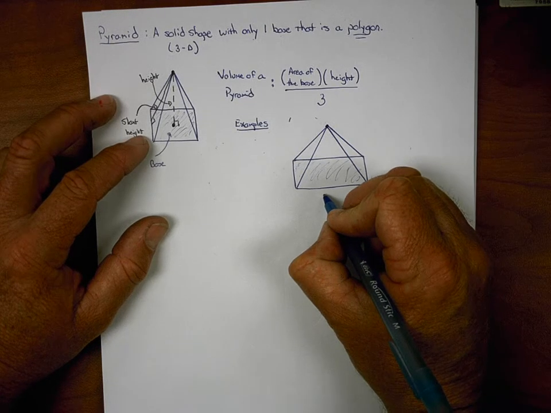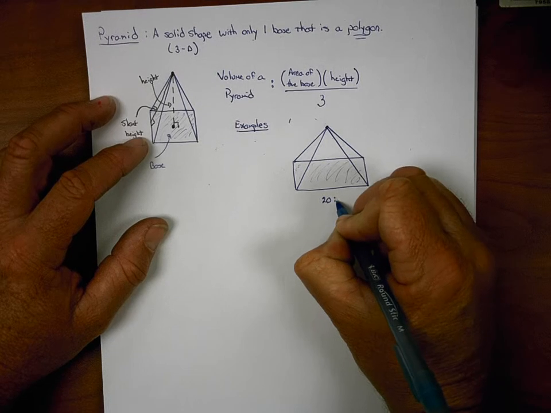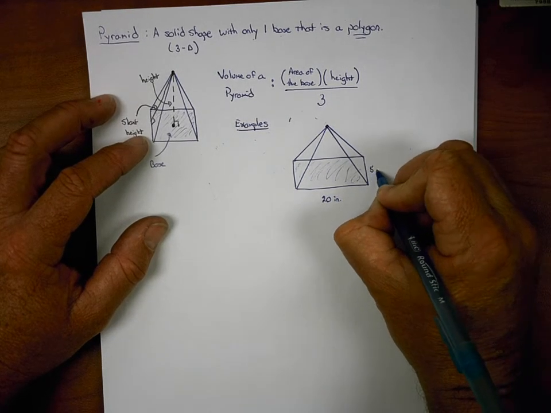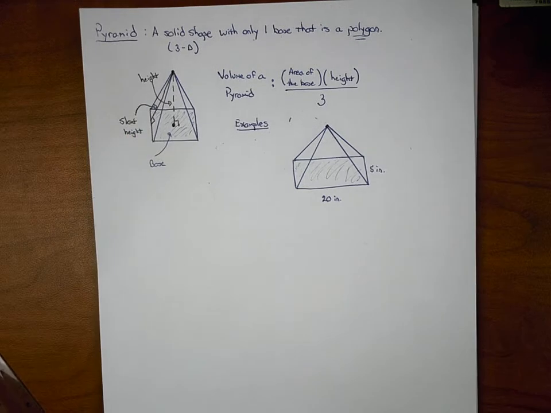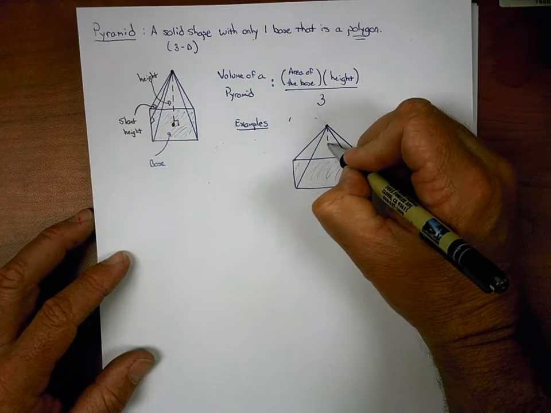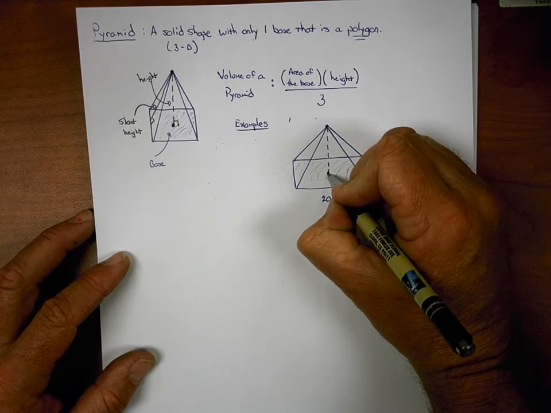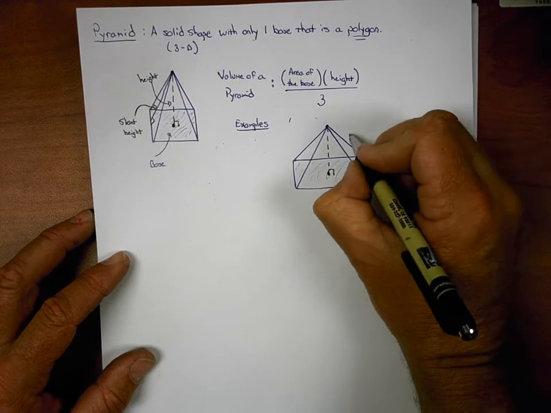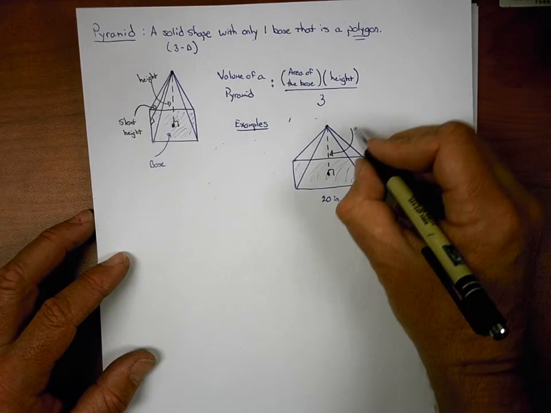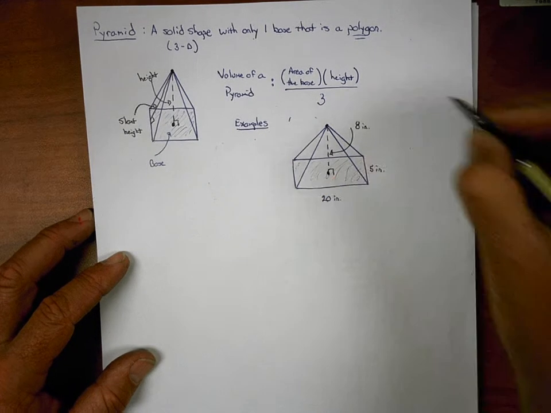Let's say that the bottom part right here is 20 inches. And then let's say this side of that bottom rectangle is 5 inches. Then let's draw a line going from the top of the pyramid down through the middle of the pyramid, right to the middle of the base, so that it makes a 90 degree angle. Let's denote that as, I don't know, 8 inches. So there we have the measurements.